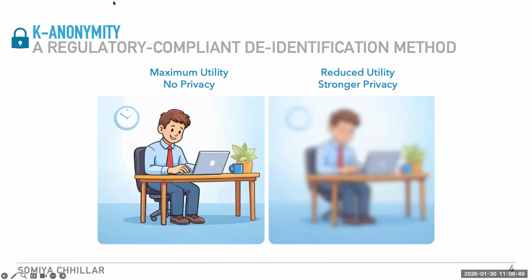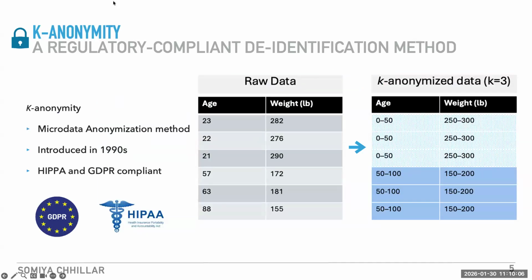If I increase the blur, I don't know the identity of this person anymore, but I still have some utility. That means I can tell they're working on a desk. I can maybe tell their gender, and I can also maybe guess the expression. So that's what k-anonymity does. It kind of blurs the data. So if we have the original raw microdata where the exact values are given, I will blur it by increasing the generalization or the intervals, the granularity of the data. K-anonymity is very popular. It is HIPAA and GDPR compliant, and it was introduced in the 1990s.